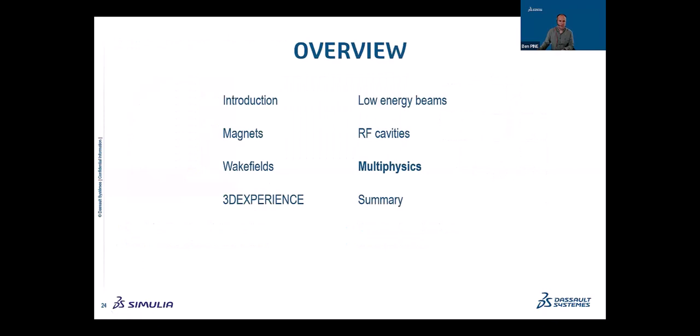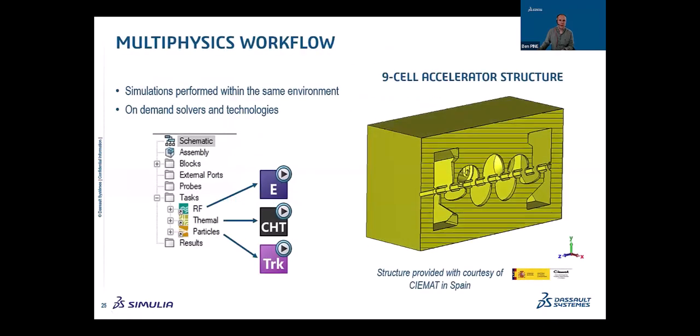So moving on to multiphysics. Here's an example provided by some people we work with at CIMAT in Spain, and it's a 9-cell drift tube Linac structure. So the beam would come in on the right. Again, like the RFQ, this whole structure would be resonating.